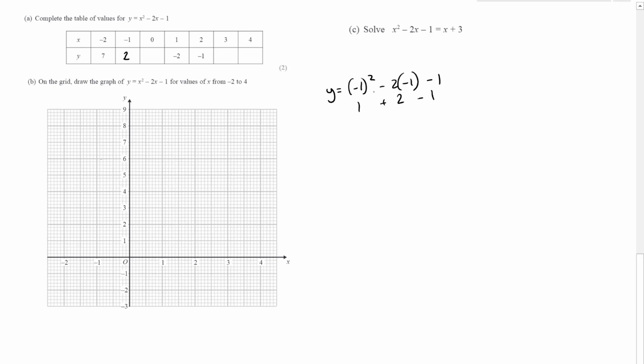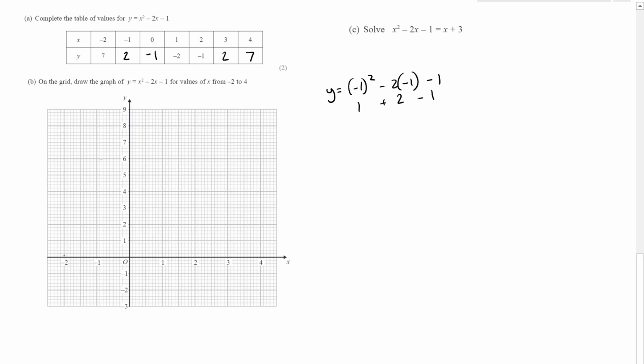If we put 0 into it, the x squared becomes 0, the minus 2x becomes 0, this is just going to be equal to -1, and then we can see we've got a line of symmetry here, so we can just fill these out. That's going to be 2, and that's going to be 7, since it's basically reflected at this point 1. Then we can plot all of these points.